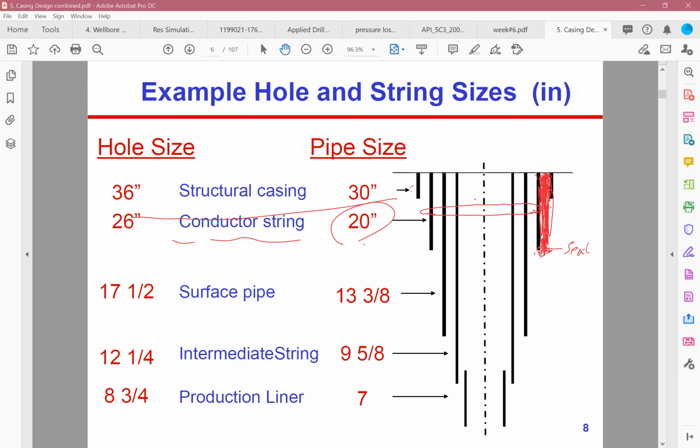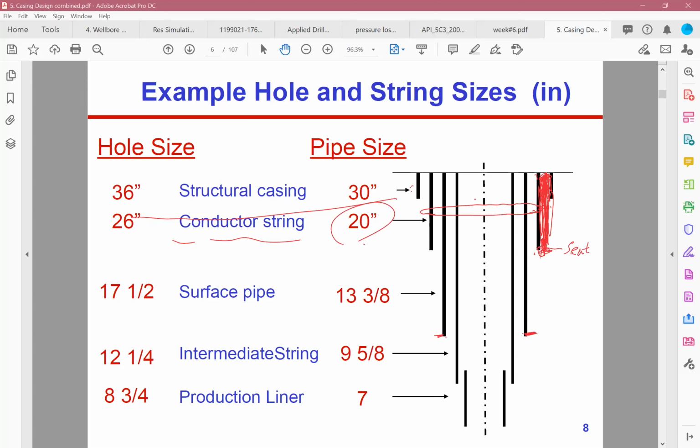That's where the casing is set, right? And then you continue the drilling. You have to change your drill bit, right? You have to do a trip. You use a smaller drill bit size, which is lower than 20 inches, right? And you continue your drilling, and then all the way up to some specific depths. We will talk about these depths and how to set them later on.